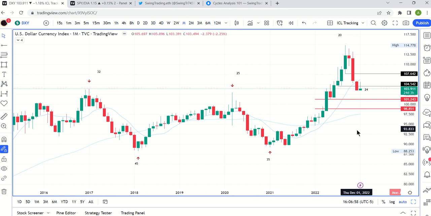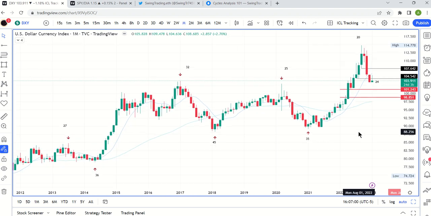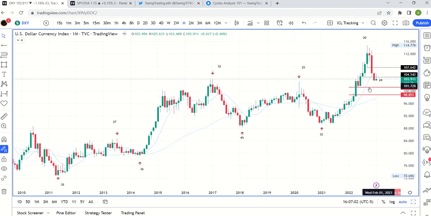Are we going to test the low 90s, maybe even the 88 area? That's going to be determined in the next few weeks as we understand the magnitude of this decline.